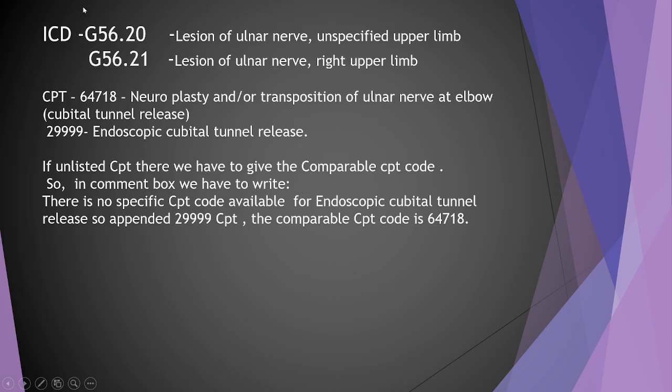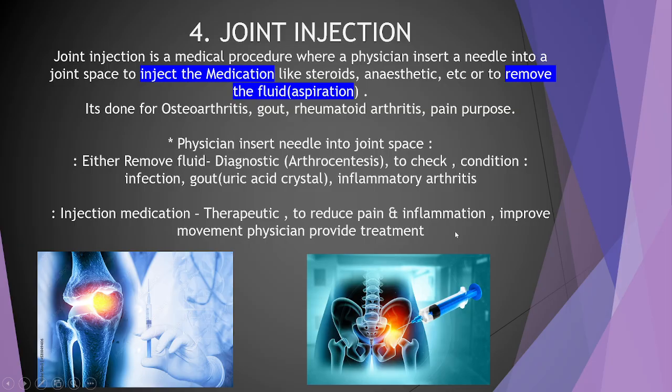here in ICD and CPT: lesion of the ulnar nerve, unspecified lesion of the ulnar nerve, right upper limb, that is G56.21. Here is 64718, neuroplasty, cubital tunnel release. If there is no listed CPT, we have to give the comparable CPT code. So in the comment box, what do we write? In live coding, we have to write that there is no specific CPT code available for the endoscopic cubital tunnel release, so we append the unlisted CPT code, and the comparable code is 64718.